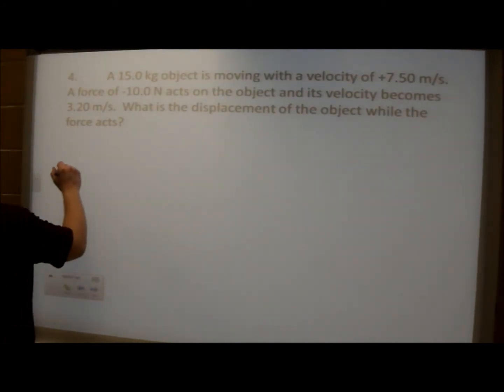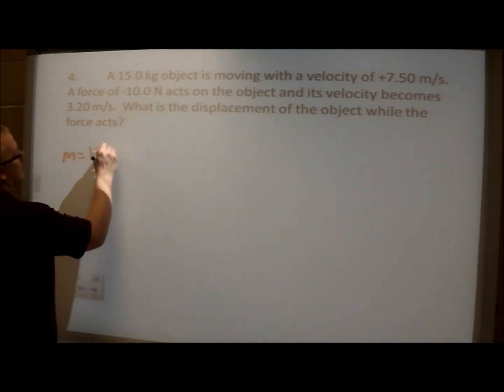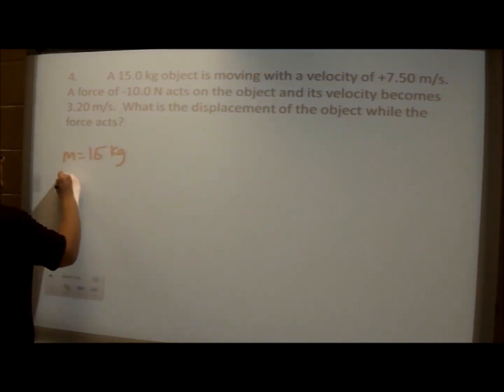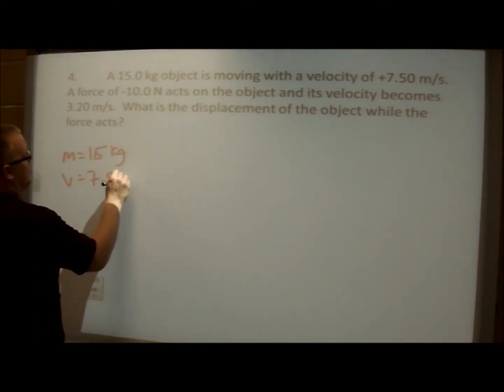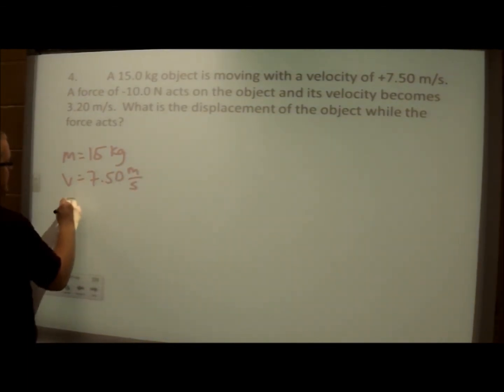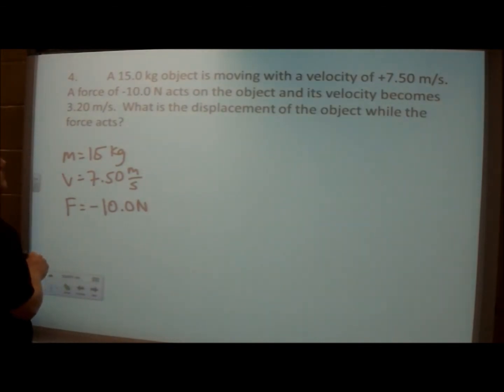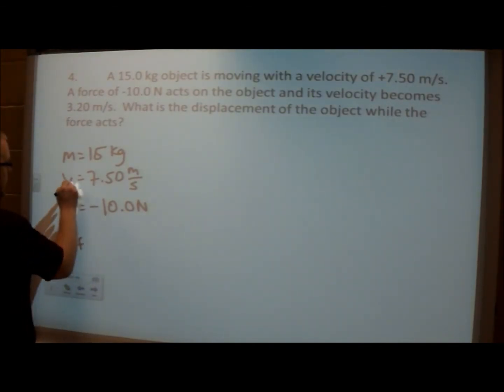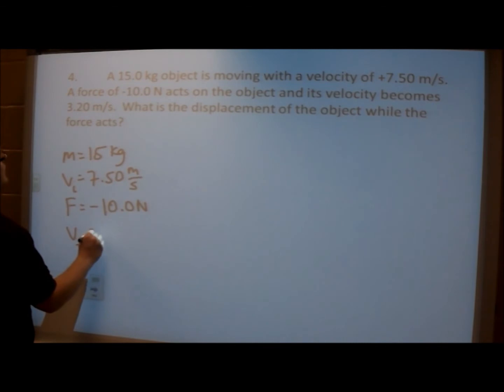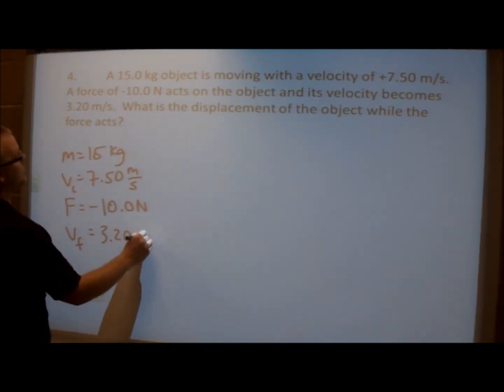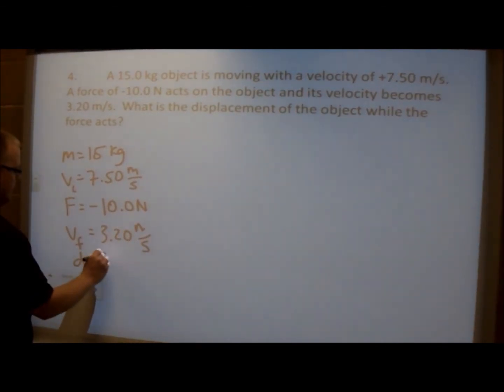Number 4. A 15 kilogram mass is moving with a velocity of 7.5 meters per second. There is a force of -10 newtons. I bet it's going to slow down since it's -10. And the new velocity is going to be 3.2 meters per second. What is the displacement of the object?